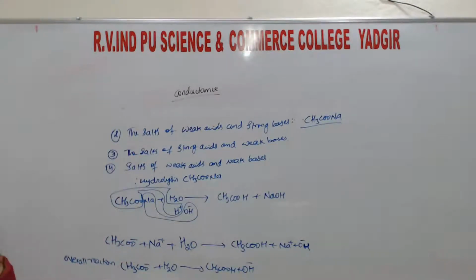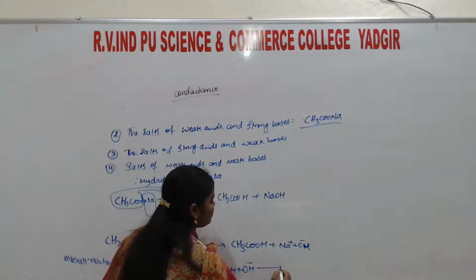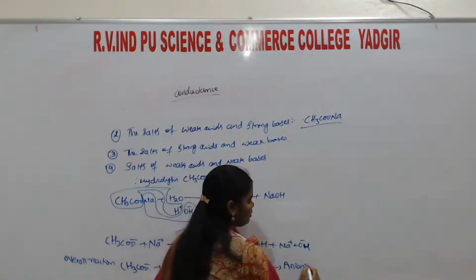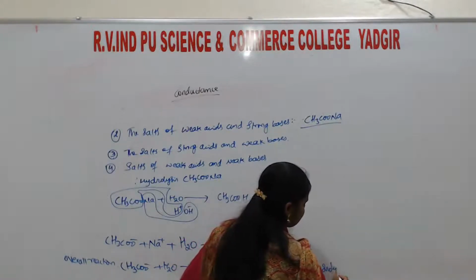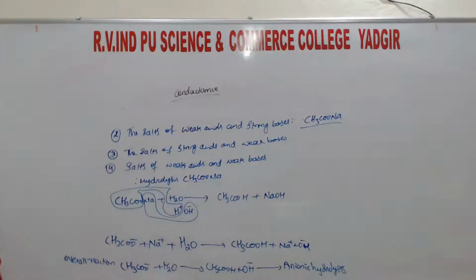Okay. This hydrolysis is known as anionic hydrolysis. This is an example of the salts of weak acids and strong bases.